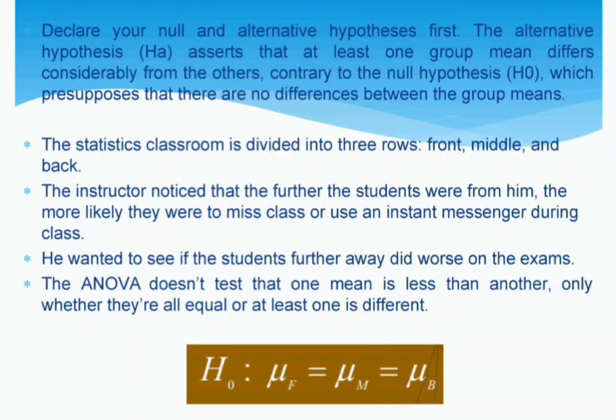A statistics classroom is divided into three rows: front, middle and back. The instructor noticed that the further the students were from him, the more likely they were to miss class or use an instant messenger during class. He wants to see if the students further away did worse on the exams. H naught means mu f equal to mu m equal to mu b. So this is the first step, setting the hypothesis.